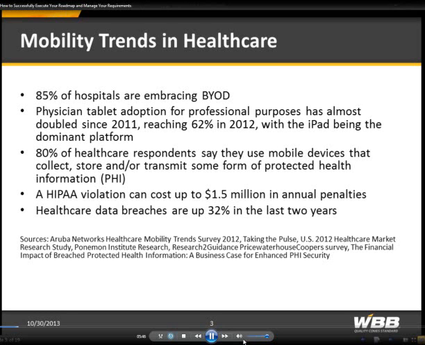80% of the healthcare professionals out there say that they use mobile devices to collect, store, and transmit some form of protected health information. I was at my physician's office, and my physician was collecting pretty much all the data pertinent to me. He was hooking up the blood pressure system that was directly feeding his iPad through Wi-Fi, and every single metric and health-related information that he gathered from my body was getting automatically transferred through Wi-Fi to his iPad.